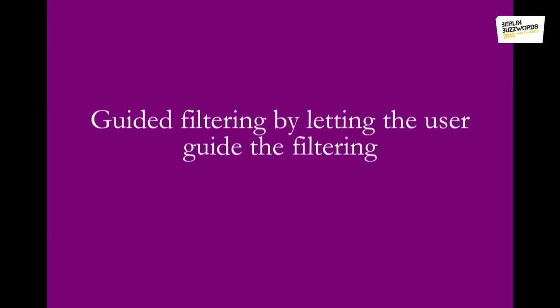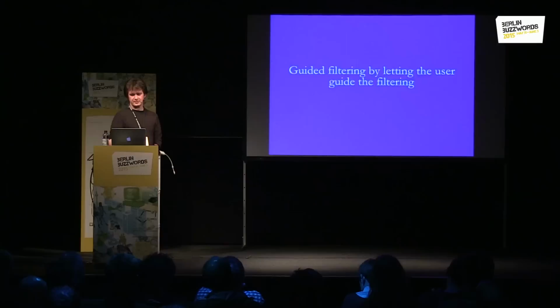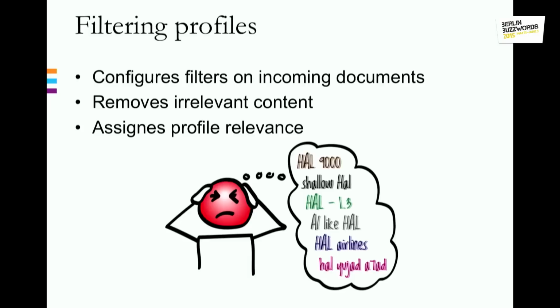I don't know if we get to talk a lot about the guided filtering. It's about creating filters for specialized topics. This is our analyst. He has an internal entity called HAL, and he gets a lot of messages that are not about what he wants. The ratio can be from 1 to 10,000 to 1 to 100,000 for irrelevant documents to relevant documents. So it makes the source completely useless to the analyst.